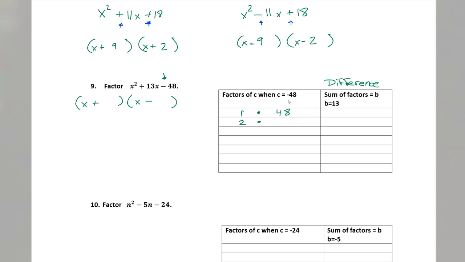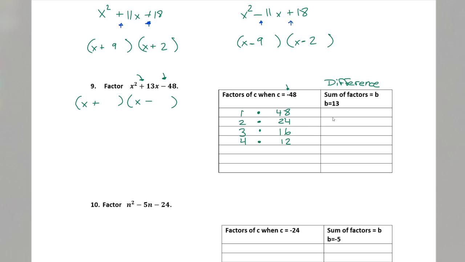So our factors of just 48 are 1 times 48, 2 times 24, 3 times 16, and 4 times 12. I'm going to stop here for a second. Now, it is a negative 48, and I understand that. So one of these factors will have a negative. To determine that, we're going to look at the second term.